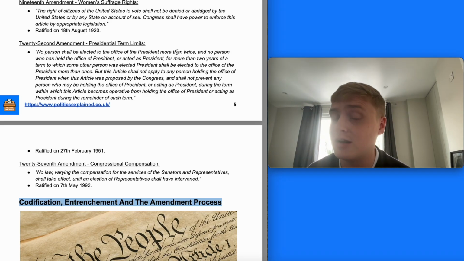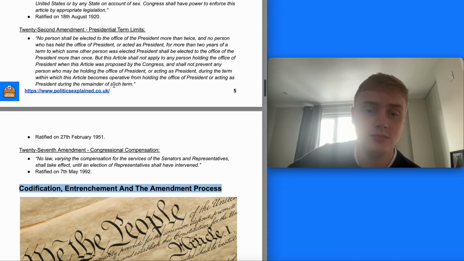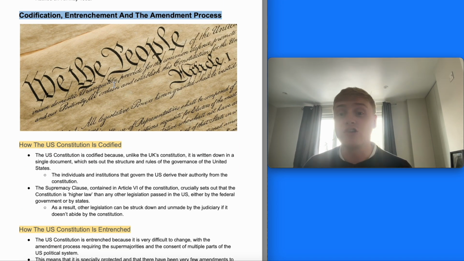And then the most recent amendment, which I thought was worth including, is the 27th Amendment, passed in 1992, which says that no law varying the compensations for the services of senators and representatives, so varying their pay, shall take effect until an election of representatives has intervened. So effectively, they can't increase their own pay before another election. Okay, so that's the introduction to the US Constitution.